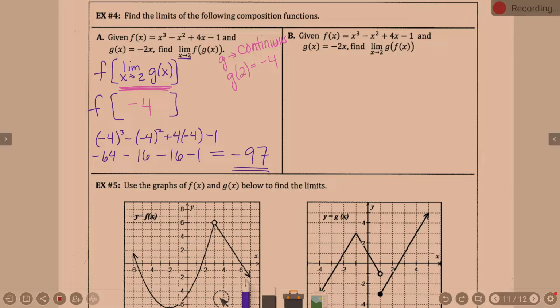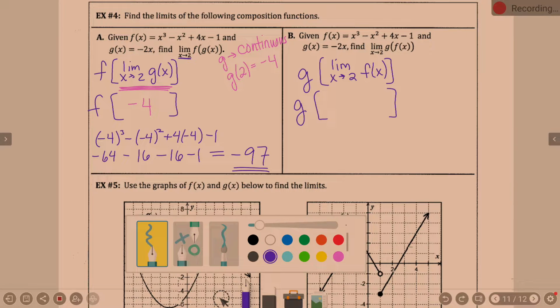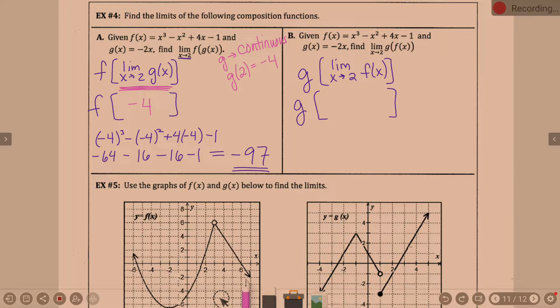Okay. Let's try B. Given f and given g. Same f and g. This time we're just switching it, aren't we? So this time we're doing g of the limit as x approaches 2 of f of x. So we're doing g, and I want to know what that limit is. So what does that mean I have to find? We're doing the limit as x approaches 2 of f.